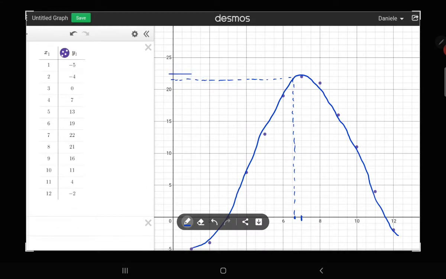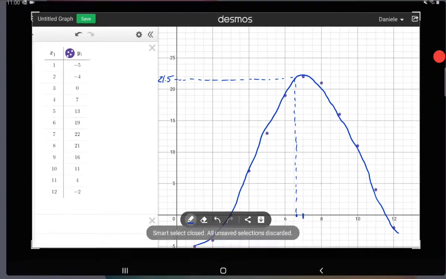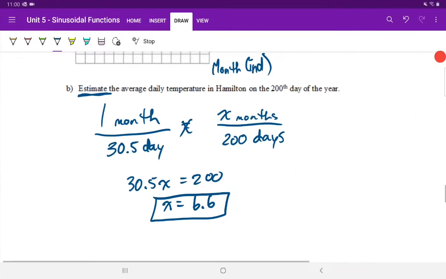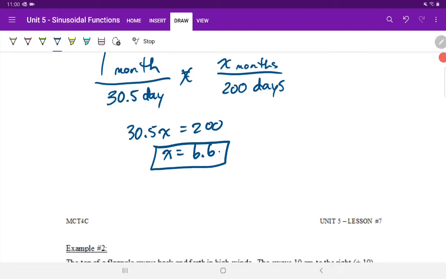Okay, well, I'd say probably about 21.5. Let's just say 21, maybe 20, it's pretty close to 22 degrees. And we expect that. It's in June. The 6th month is in June, right? But it's 6.5 months. It's just over 6.5. So it's almost July. So expect the average daily temperature to be pretty close to July. So 21.5. So if I go back in here, by the way, I should write months there.